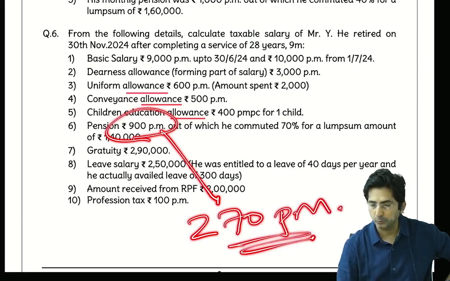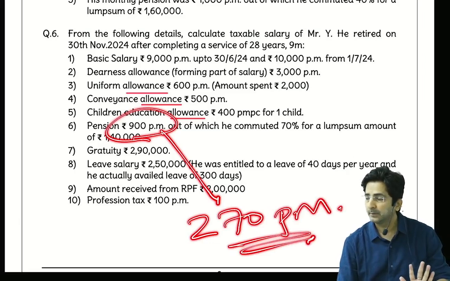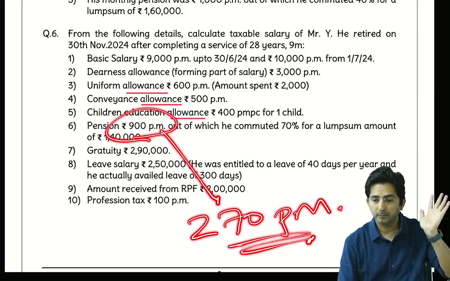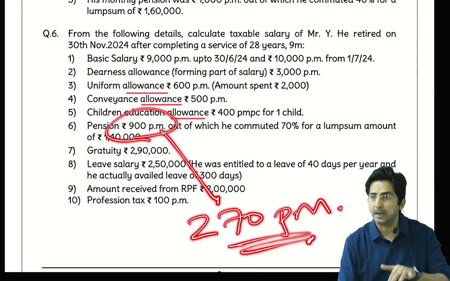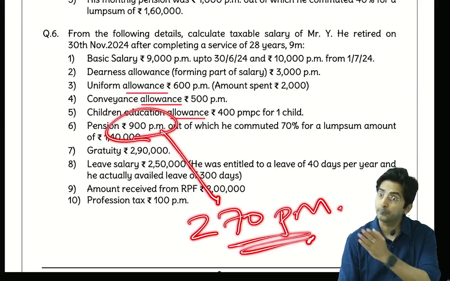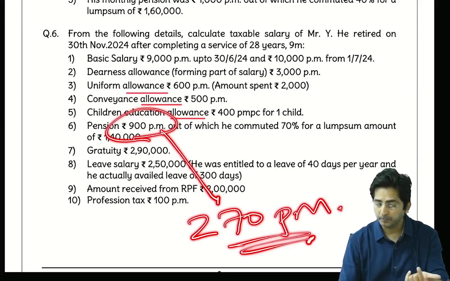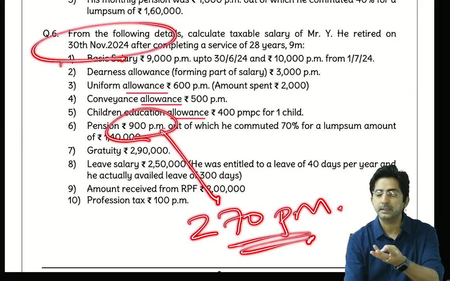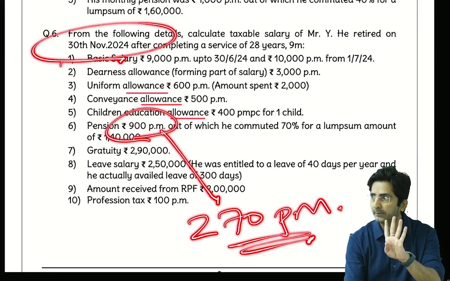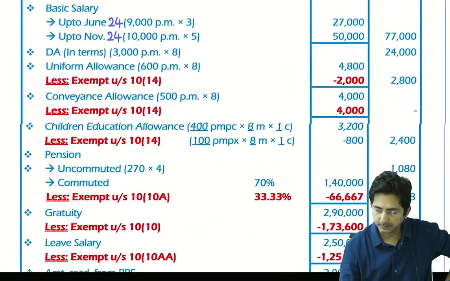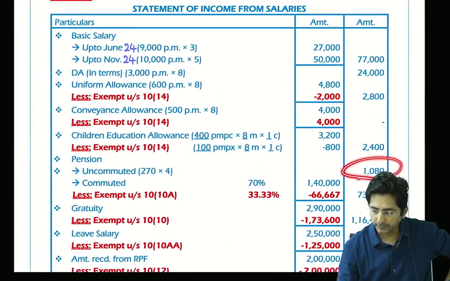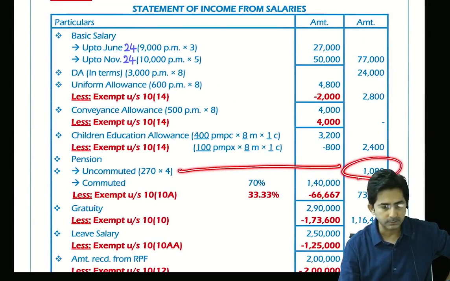And that is uncommuted. Uncommuted means unchanged. It will remain as it is. It is 270 per month, it will remain per month only. And this you will get actually throughout your life. But are we preparing the statement of his life or till March? Till March. So till March, how many months are there? You have to see the period after retirement. Okay. He retired on 30th November. So after that, December, Jan, Feb, March. 4 months pension he will get. So 270 into 4 months. You can check the answer here. 1080. 270 into 4 months. Getting?